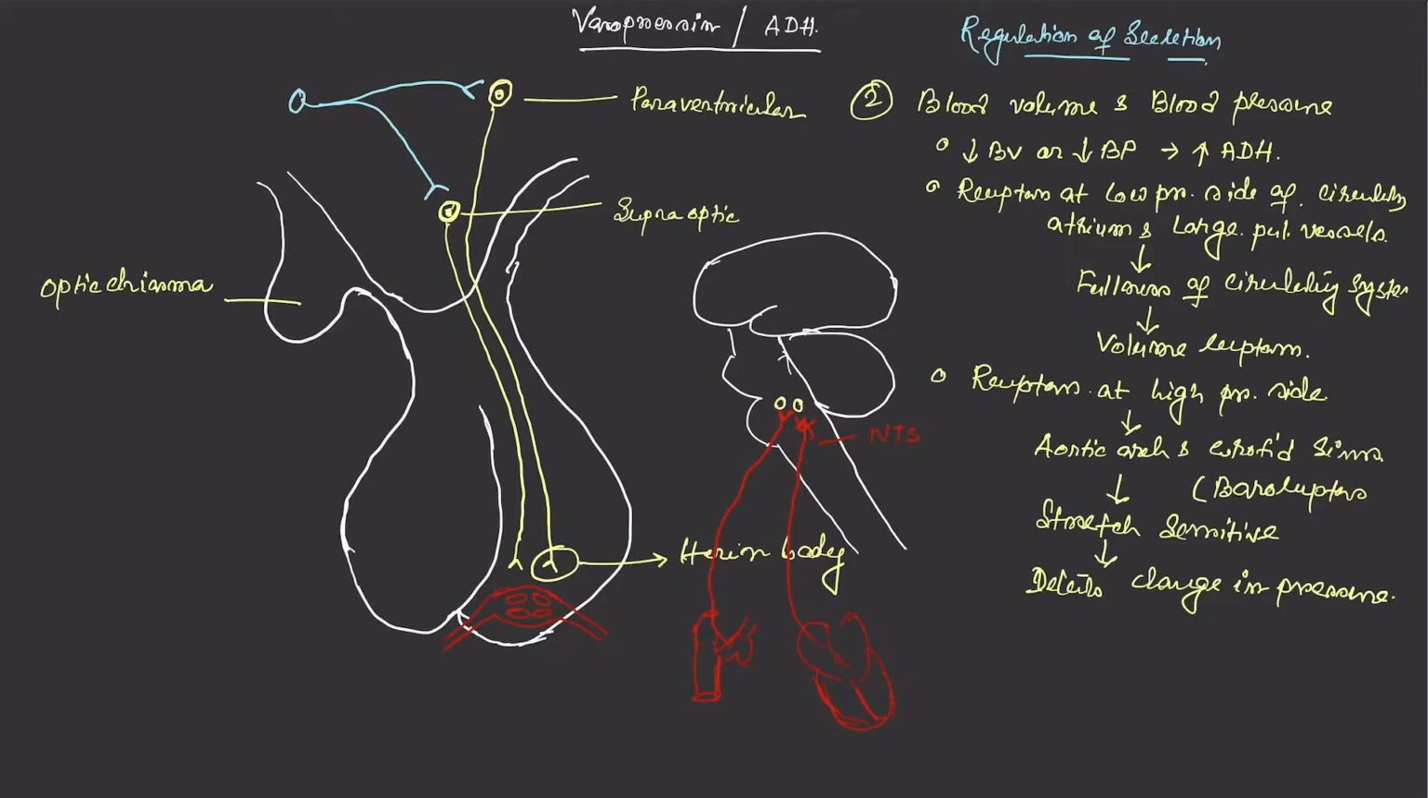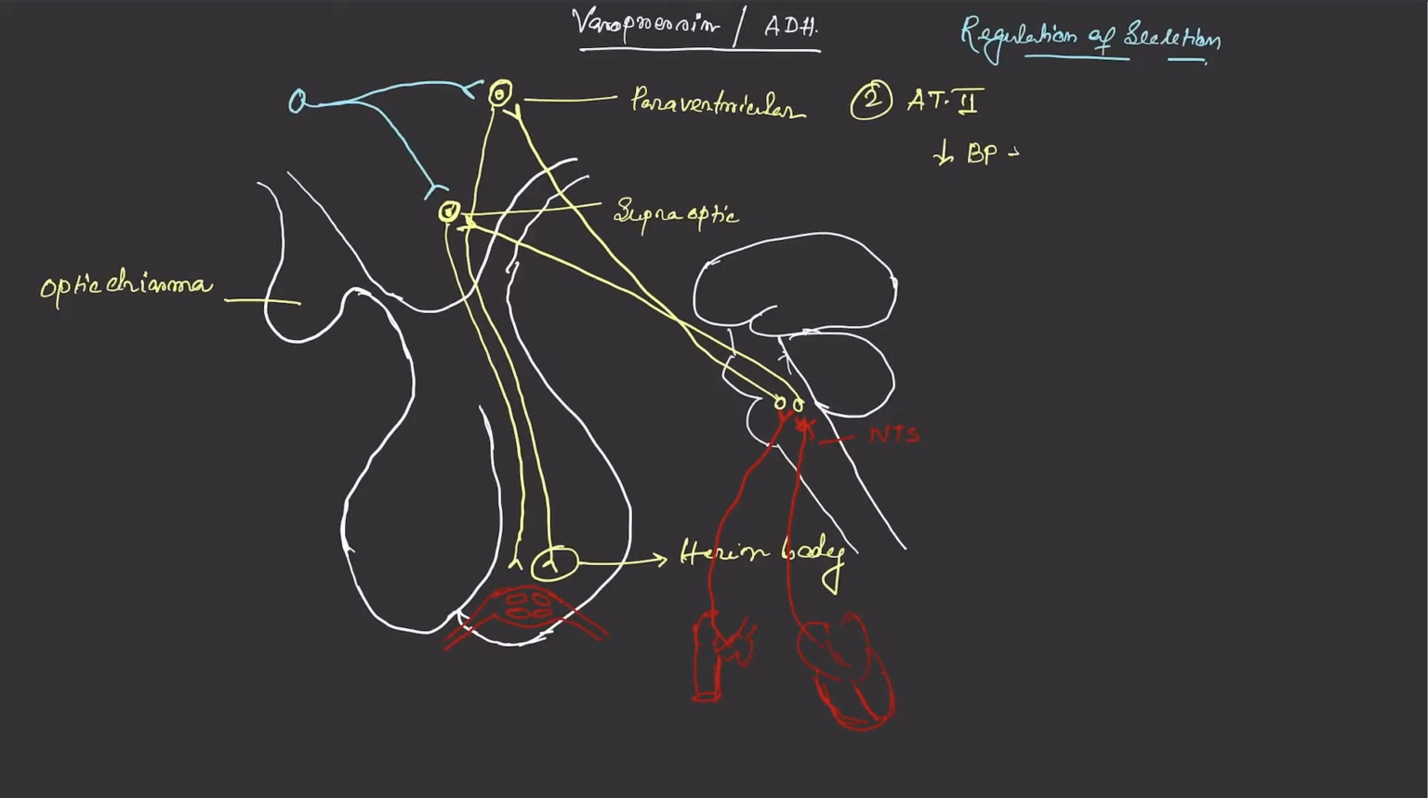Now from here the nerve will supply the paraventricular and the supraoptic nuclei in such a way that whenever there is a decrease in blood volume or a fall in mean arterial pressure, there will be increased stimulation of the supraoptic and the paraventricular nuclei.